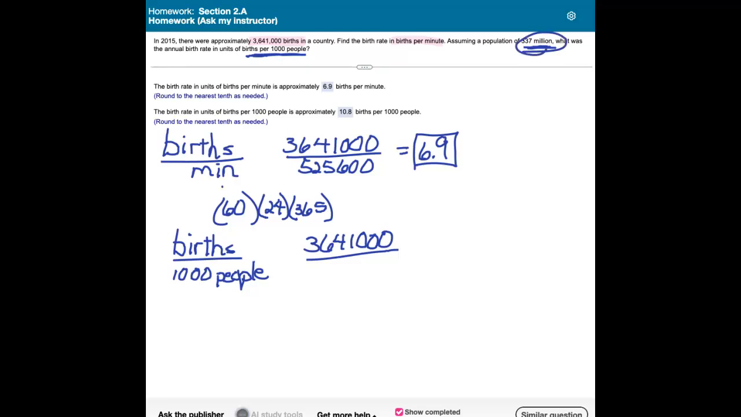So what we're going to do is take that 337 million and divide it by 1,000. And when we do that, that gives us 337,000. And then we just divide these two to get the number of births per 1,000 people, which should be 10.2.